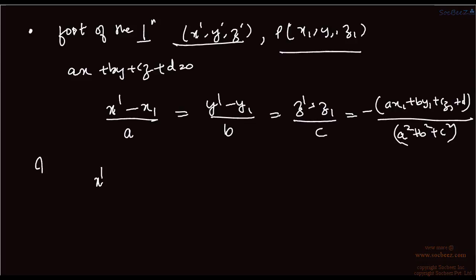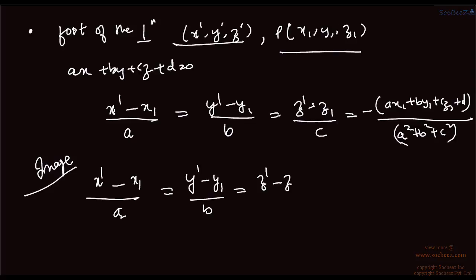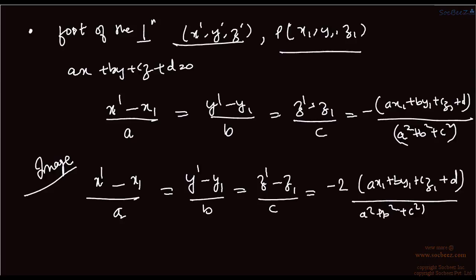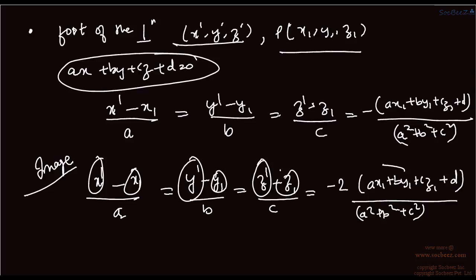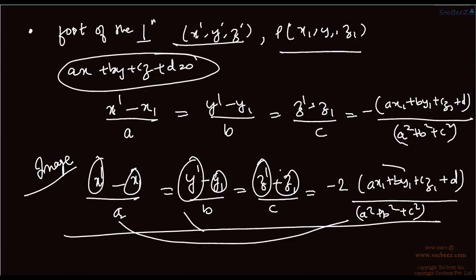Now, to find the image of a point through a plane, we will use this formula: x dash minus x1 upon a. The distance gets doubled, so this will be 2 times. You will not have any trouble remembering this if you know the foot of the perpendicular formula. It is minus 2 over ax1 plus by1 plus cz1 plus d divided by a square plus b square plus c square. So if x dash, y dash, and z dash is the image of a point x1, y1, z1 through the plane ax plus by plus cz plus d is equal to 0, then x dash, y dash, and z dash will satisfy this equation.